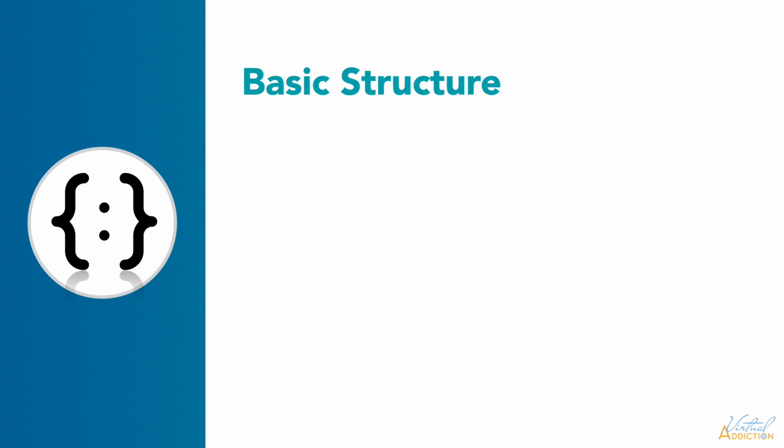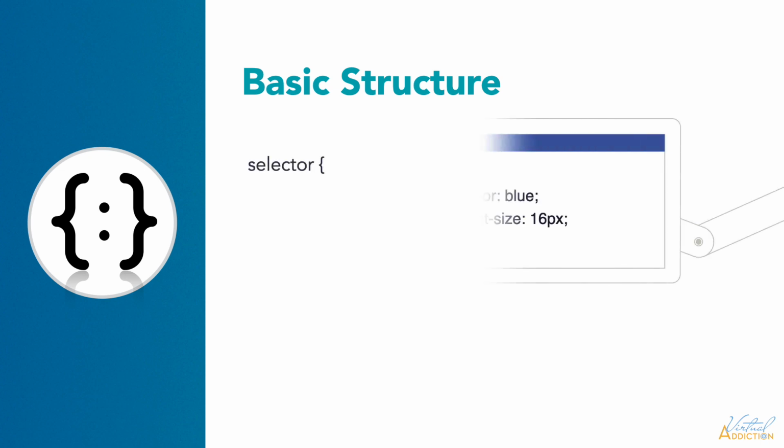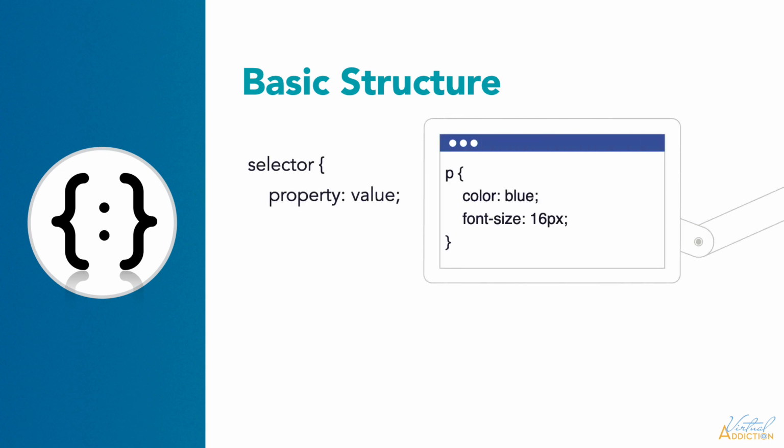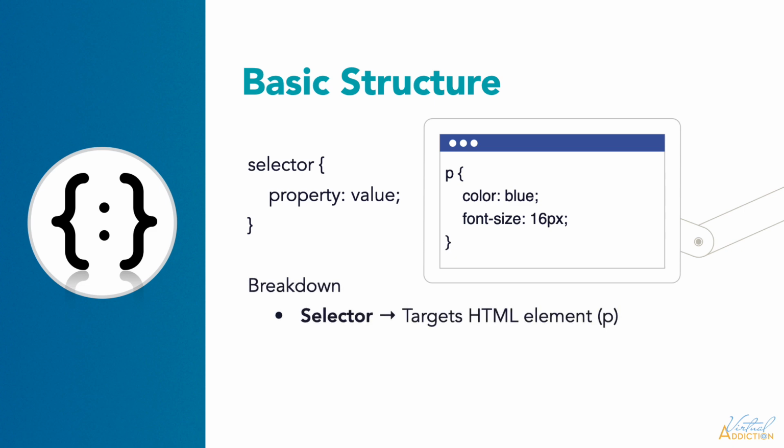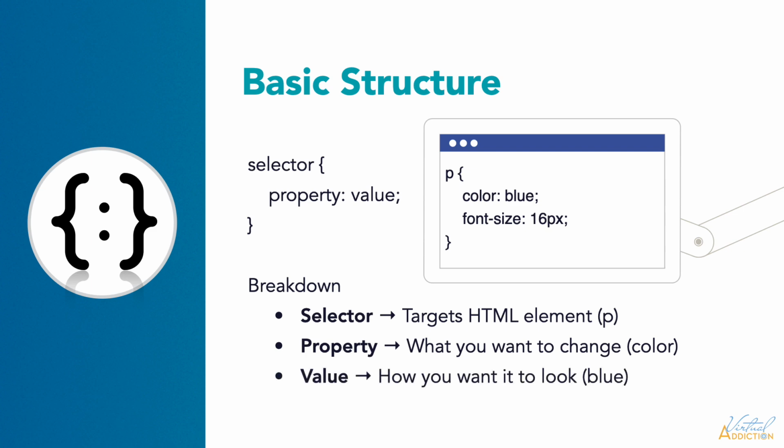Every CSS rule follows a basic structure. You have a selector, a property, and a value. The selector targets an HTML element, like a paragraph. The property is what you want to change, such as color. And the value defines how it should look, like blue. So together, these tell the browser exactly what to style and how to do it.